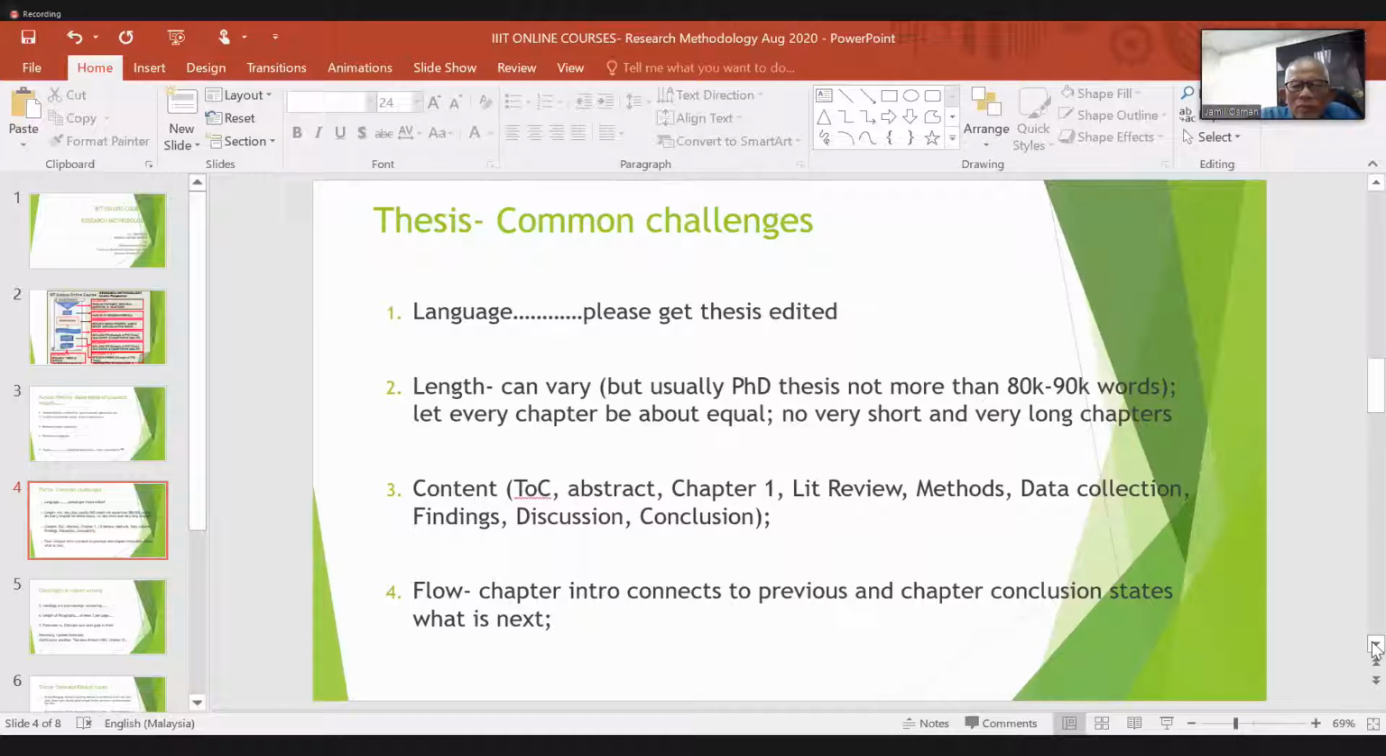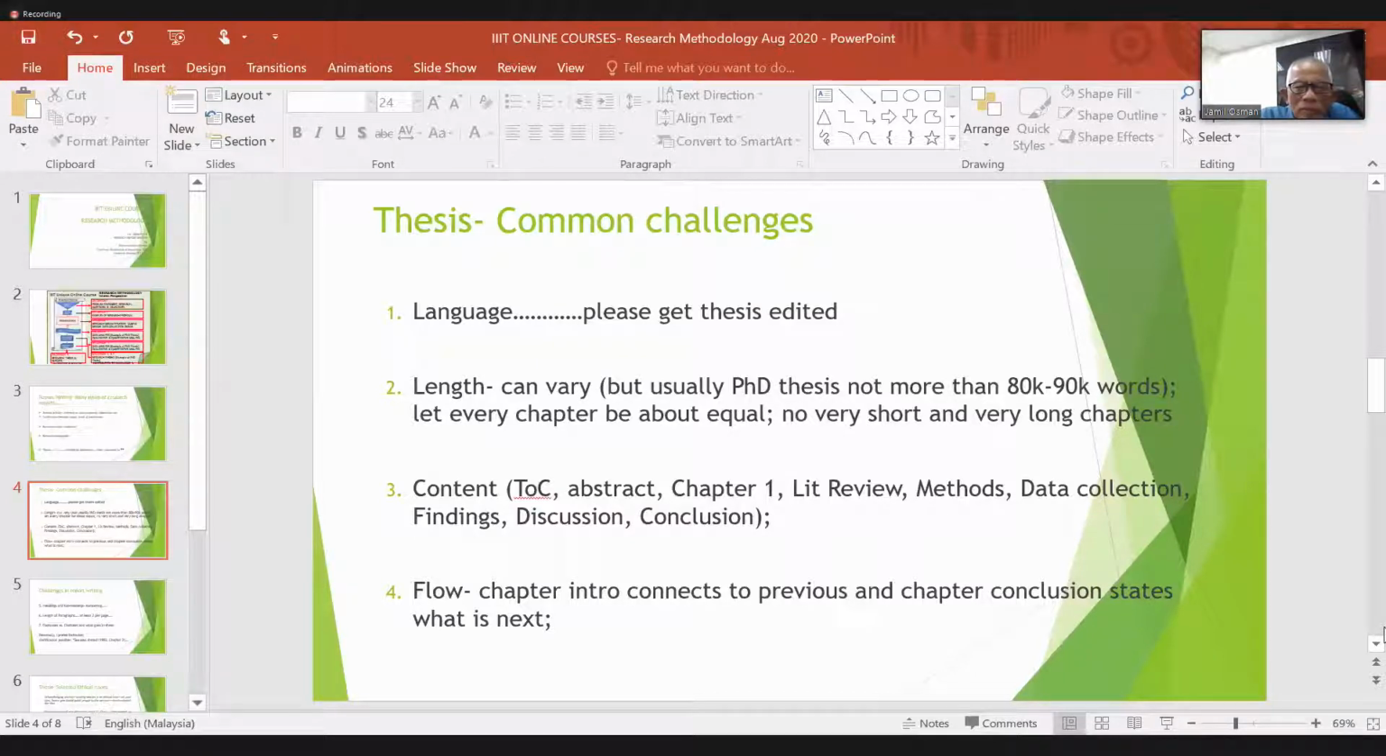Yeah? But this chapter 1 is a very important chapter. It identifies the research objectives, the questions, etc. And sets the tone. Yeah? A literature review, and then the methods you use, the data collection, the findings, discussion, conclusion. This will generally be the contents that you will have.